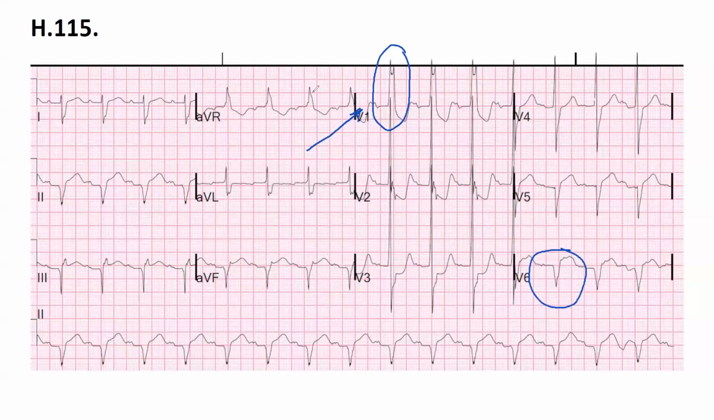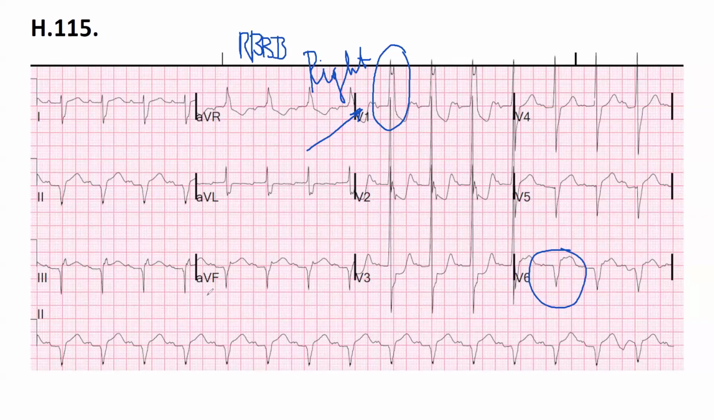V1 is on the right side, no? Whenever you have the wide R wave, the block is there, because this area is activated later. So you have a problem on the right side. So this is a right bundle branch block.